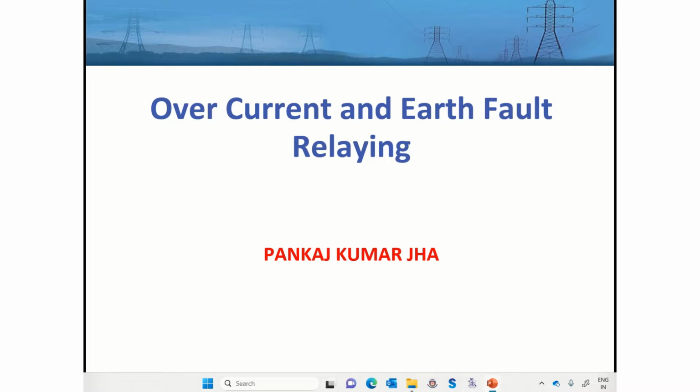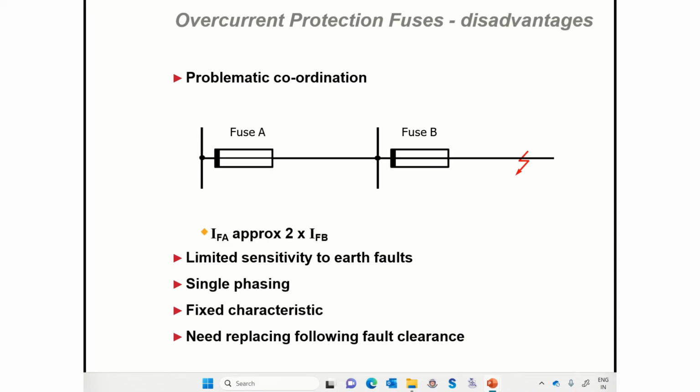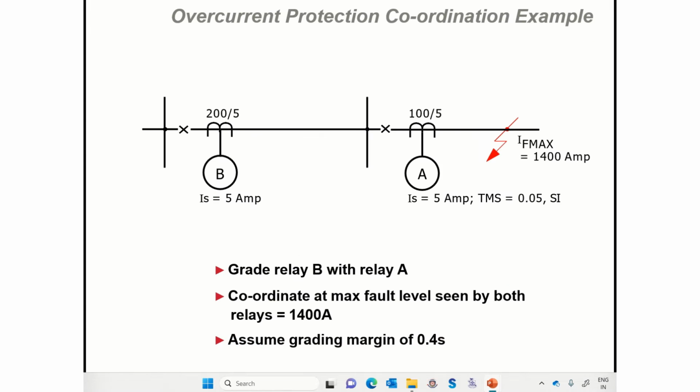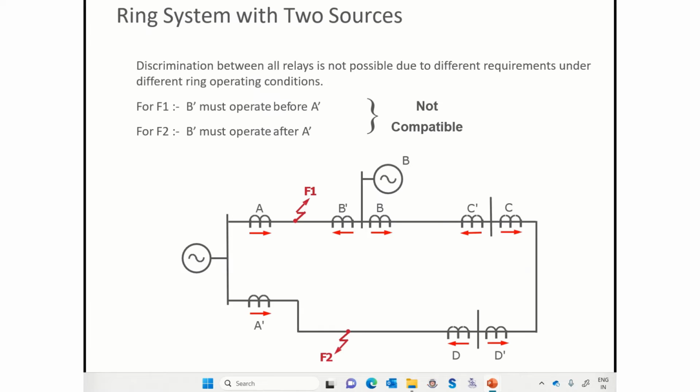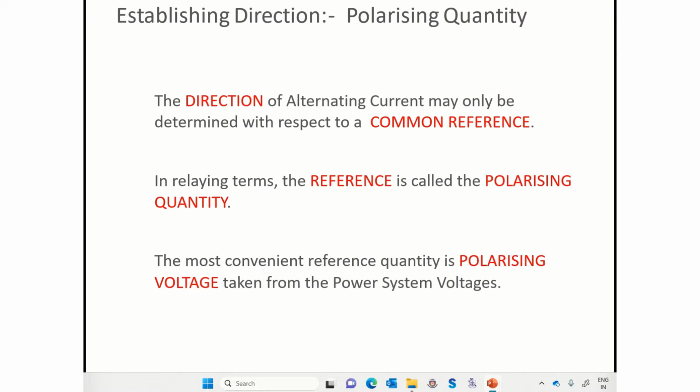to the overcurrent protections. In the preceding sections, we have discussed in detail the concepts of overcurrent and earth fault protections, the IDMT characteristics, coordination of directional and non-directional relays, then the concept of polarization quantities, RCA, ROA, etc. So all these things we have already discussed, and in this particular section, we are going to discuss how to calculate the operating region or how to determine the operating region for ABB make and Siemens make numerical relays.